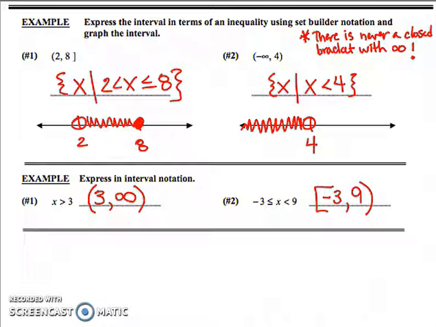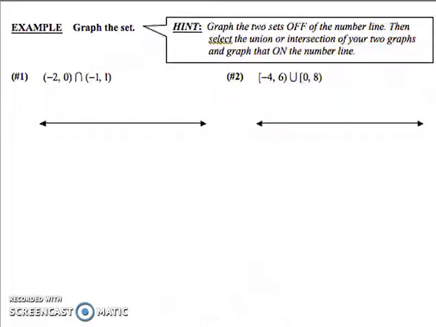Okay, and then our last examples here, it says graph the sets. Graph the two sets off the number line. This is our hint. Then select the union or intersection of your two graphs and graph that on the number line. First of all, remember that this here means that we are looking for the intersection. So what I'm going to do is graph that first interval, -2, 0, above my number line. So what is that going to look like?